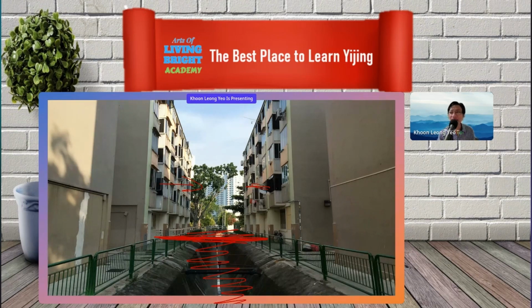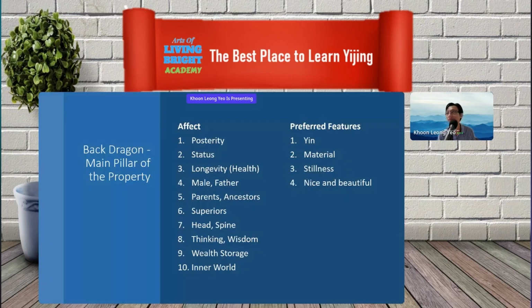Right? So in short, let us wrap up this back dragon module. Back dragon is the main pillar of the property, is the 来龙去脉, that 来龙. It's the life force. It's the source, the power source. All right. So it affects posterity, it affects status, it affects longevity. Of course, longevity means the health. It affects the father, the male, the parents, ancestor, superior, the head, the spine. Okay, thinking, wisdom, wealth, storage, and the inner world.